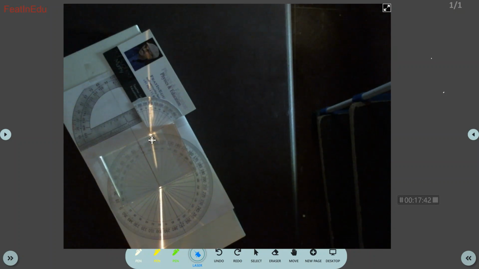So the light undergoes refraction. At the emergent point, the light will undergo lateral shift. So these are the observations you have to make. And now, if you want to ask any question, you can ask.